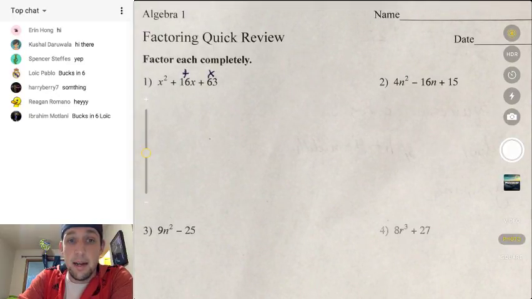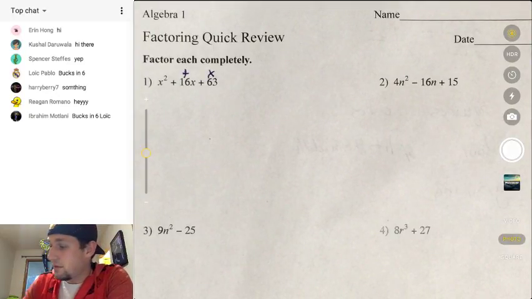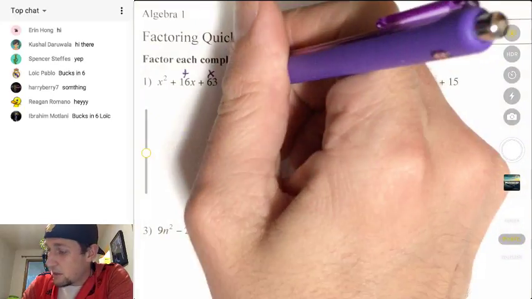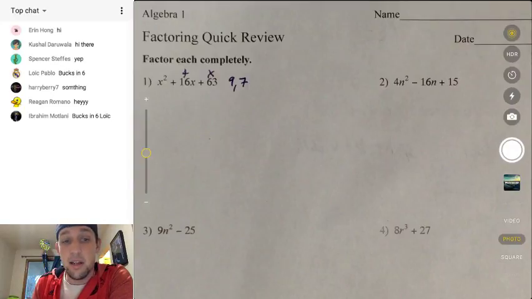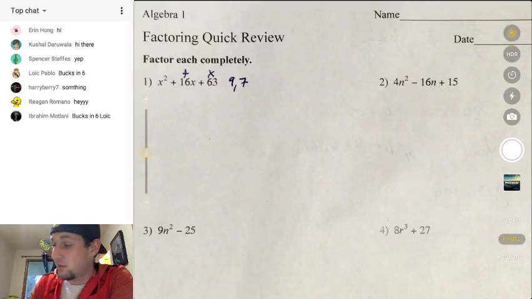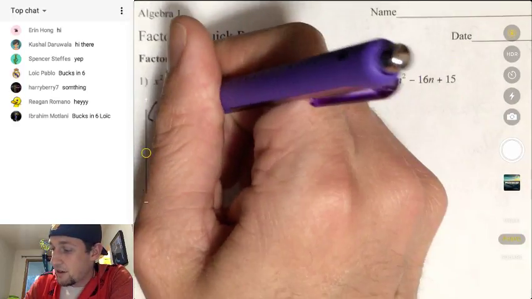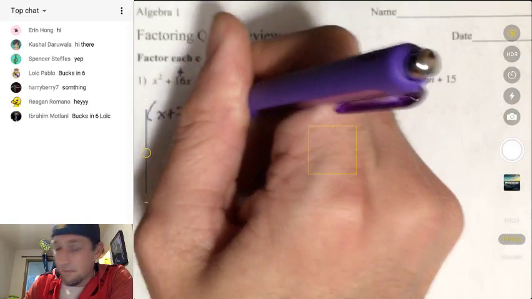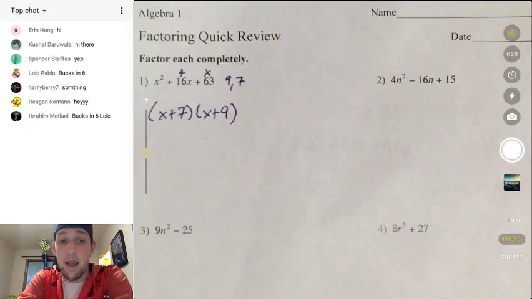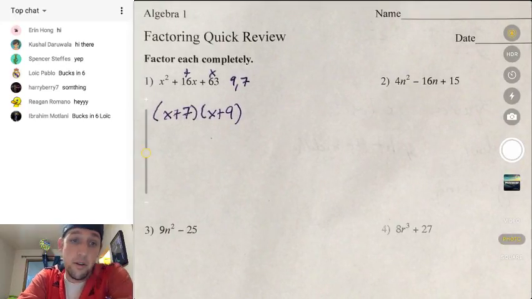I know that that's 9 and 7. What I do with the numbers 9 and 7 is pretty easy. I put them in parentheses with some x's and the appropriate signs. Everything's positive, so it's x plus 7 and x plus 9. And that's the whole thing. You are absolutely done after that. There's no more work you need to show. It's x plus 7, x plus 9. You could write it the other way too: x plus 9, x plus 7.